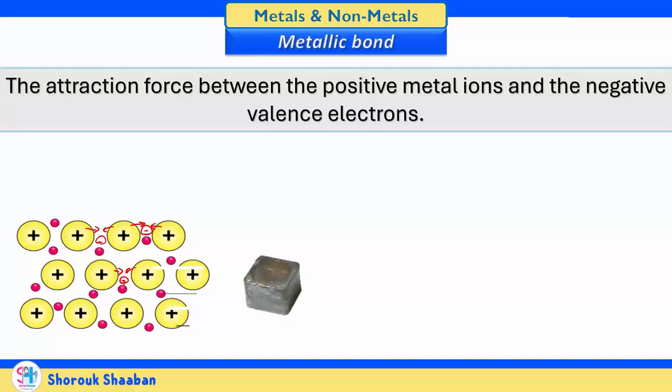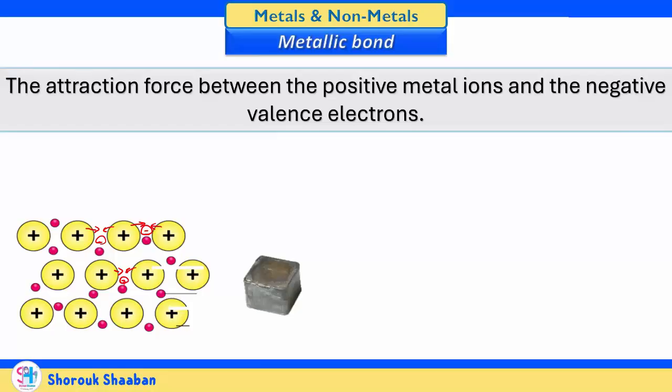So that's why it's called metallic bond, because it exists only in metals, because only metals can lose their valence electrons or their outermost electrons. Do I have this bond in nonmetals? How come? Nonmetals don't lose, they just gain. So you don't have free electrons, so you don't have attraction. So you don't have metallic bond in nonmetals.